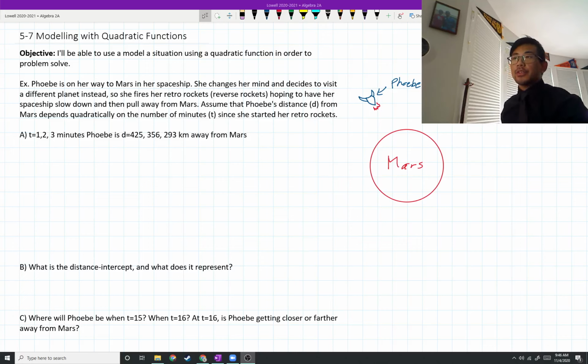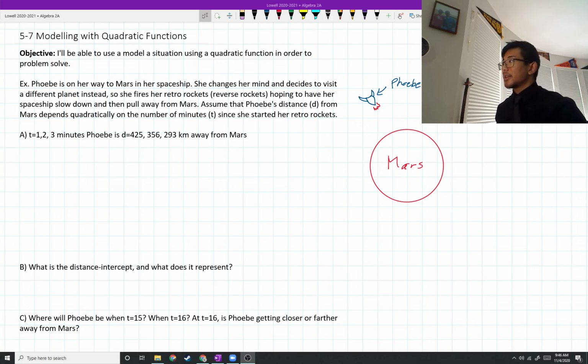Welcome back, folks. So in this video, we're going to do a modeling problem using now quadratic functions. Again, we've seen modeling problems or word problems before with linear functions, and now we're just doing the same thing. It's just the situation finds a quadratic function to be more appropriate.